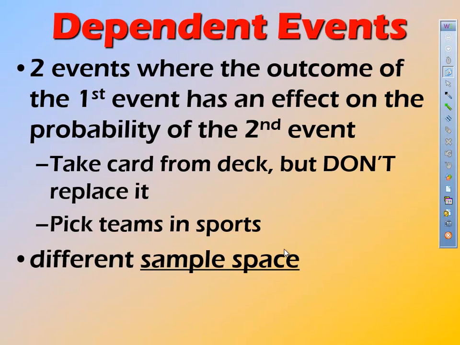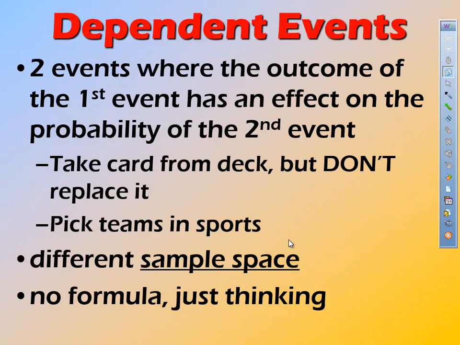Okay, and the big idea here with dependent events is that there's going to be a different sample space because maybe some of the possible choices have been taken away. And of course, if you change the sample space, that will affect the probability because we need the sample space to work out our probabilities.